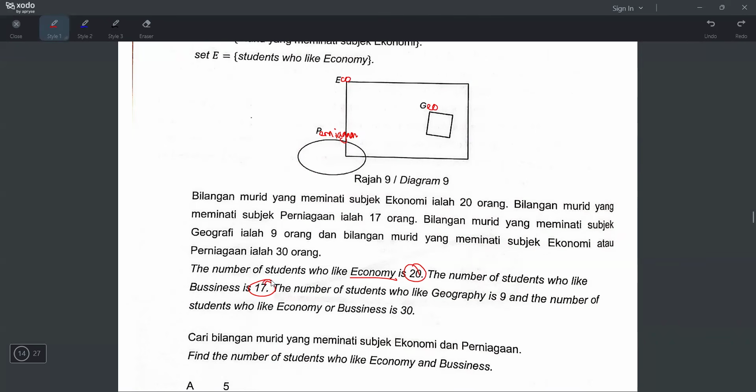For the 17 also cannot because 17 dia tak cakap only is the student who like business. Business is perniagaan. So sini tambah sini dapat 17. But yeah, we don't know. We need to know at least one spot, then only we can minus.